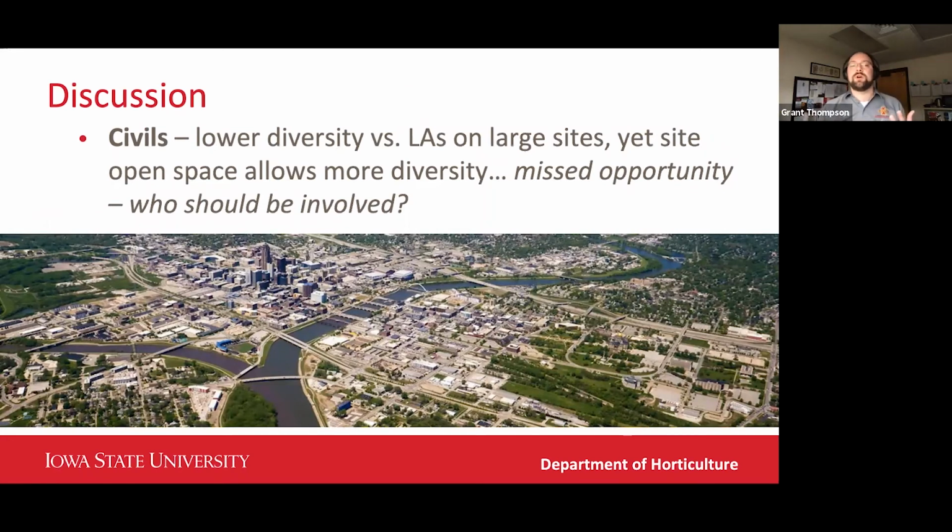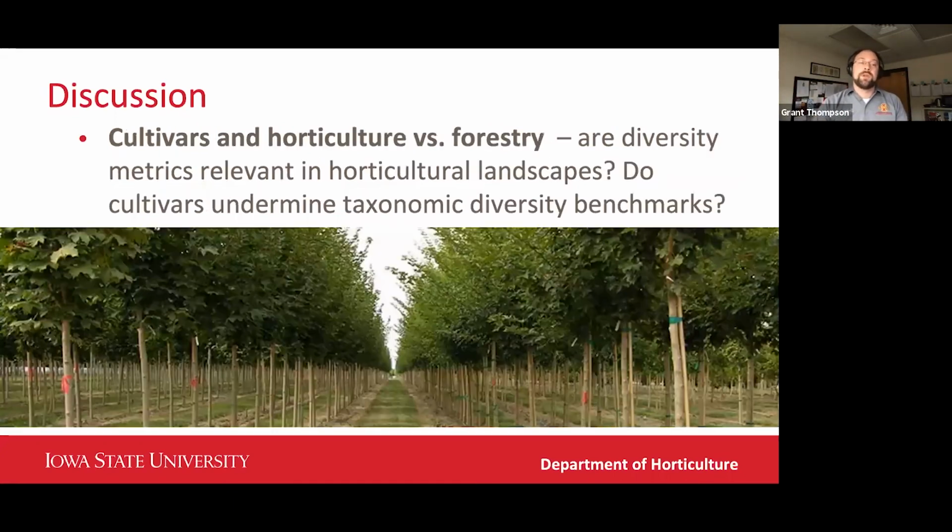when we looked at civil engineers, at least in the sites that we looked at, they were associated with lower diversity than landscape architects on really large sites. But those really large sites are important areas for us to be able to have more diverse selections. So maybe that's a missed opportunity. Maybe that raises some questions about who, as a professional consultant, should be involved in those large projects. I'll leave that there because that is a big can of worms.